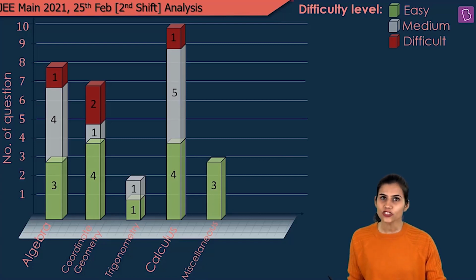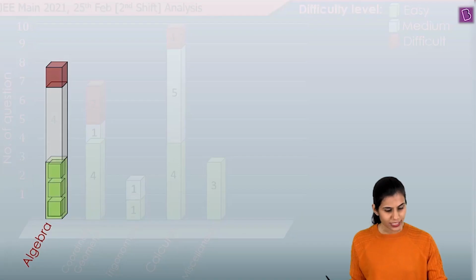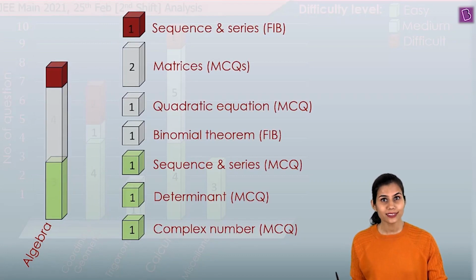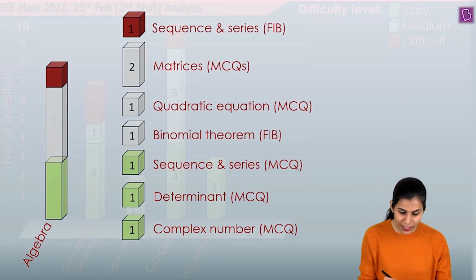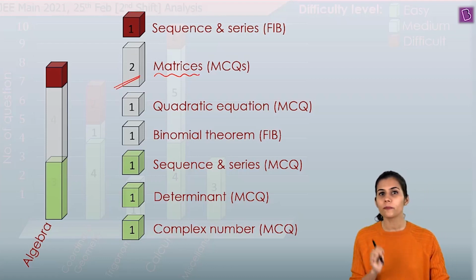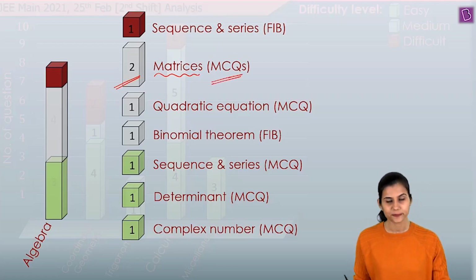If I individually catch hold of the algebra unit, then how was the number of questions distributed among all its chapters? Let's find out. So you can see there were 2 questions, both of moderate level, asked from matrices in Section A.